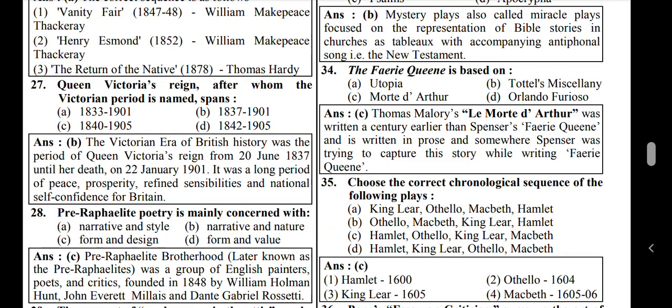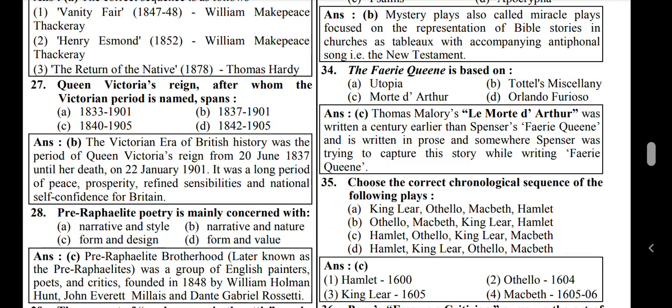And the 28th question is, Pre-Raphaelite poetry is mainly concerned with option A, narrative and style, option B, narrative and nature, option C, form and design, option D, form and value. The right option is C. Pre-Raphaelite Brotherhood, later known as the Pre-Raphaelites, was a group of English painters, poets, and critics founded in 1848 by William Holman Hunt, John Everett Millais, and Dante Gabriel Rossetti.